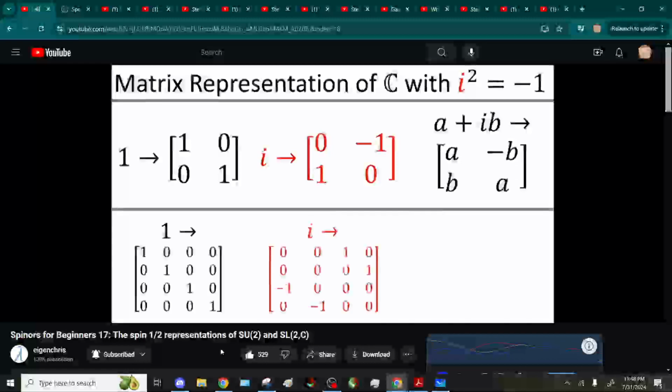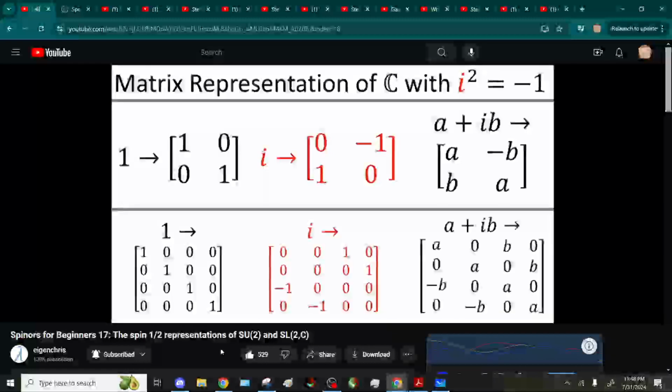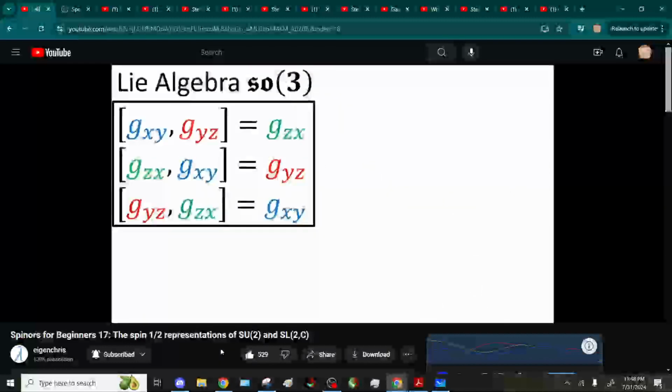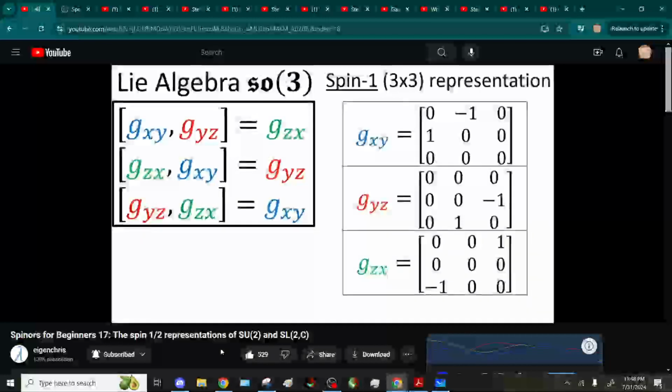However, there are many different matrices of all different sizes that also behave like the complex number i and square to the negative identity matrix. We call these different matrices different representations of i. Similarly, the Lie algebra SO3 is defined by the following commutation relations between the three basis generators. We've already found one set of 3x3 matrices that satisfy these relations, but we can also look for matrices of other sizes which also satisfy them.